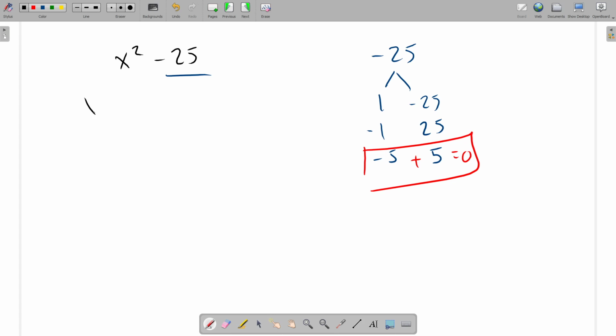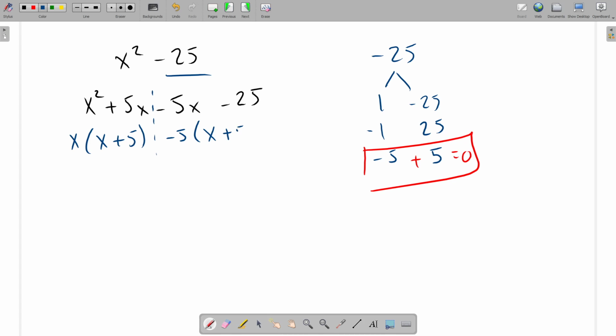So I could write this as x squared plus 5x minus 5x minus 25. Because I have a polynomial in 4 terms, I know that I'm factoring by grouping. I can take out an x on the left, be left with an x plus 5, and I can take out a negative 5 on the right to be left with an x plus 5.